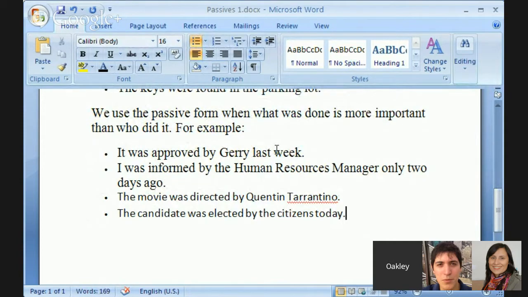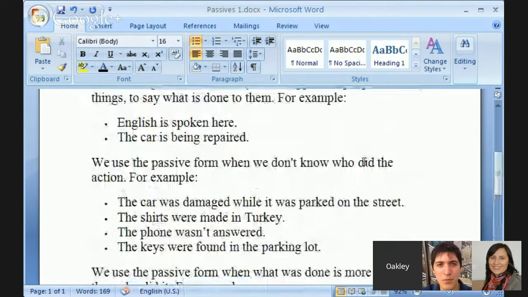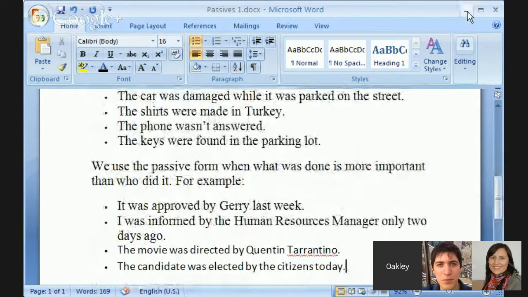Similar to the clothing was made in Turkey, for example, he was given a speeding ticket. He was given a speeding ticket for going 10 miles an hour over the speed limit. Well, we know who gives speeding tickets. It's obvious. It's policemen. So it's not really important to say Officer Robertson. It's kind of generally meaningless because we know it's the police.